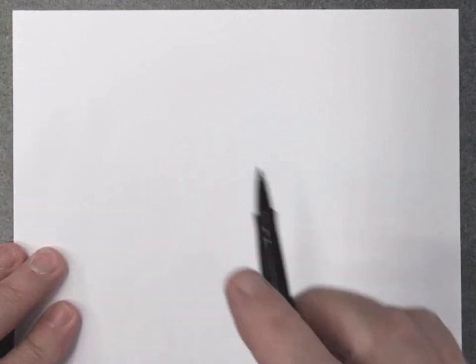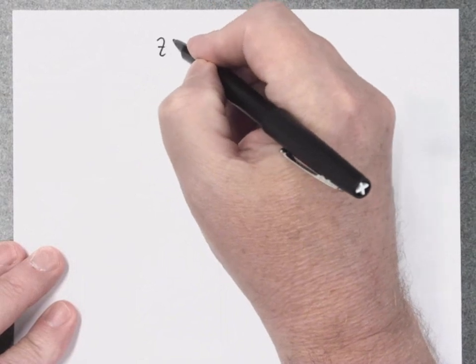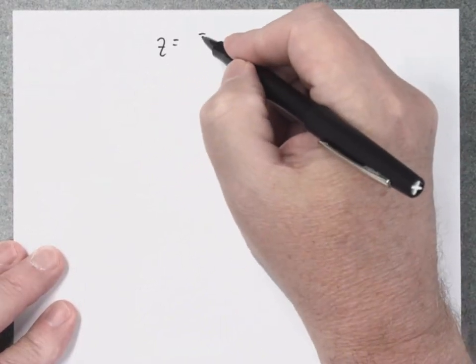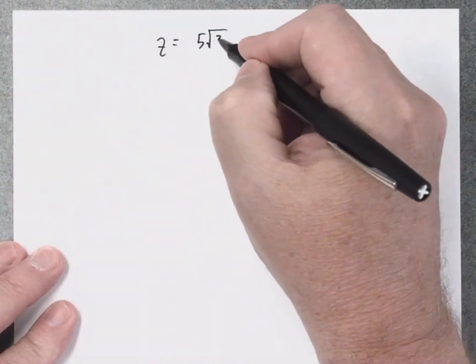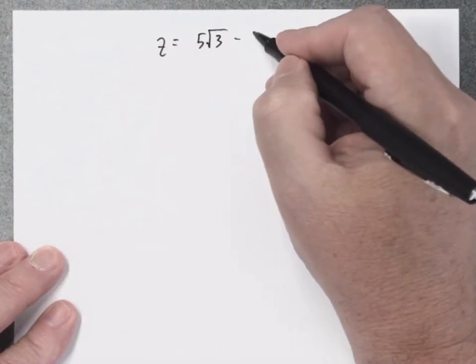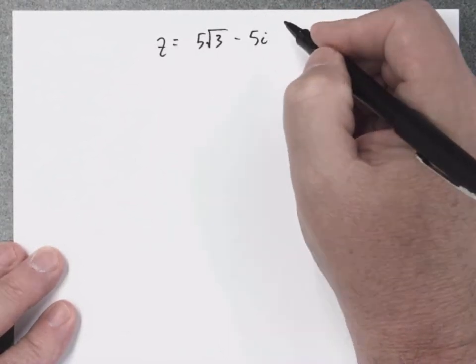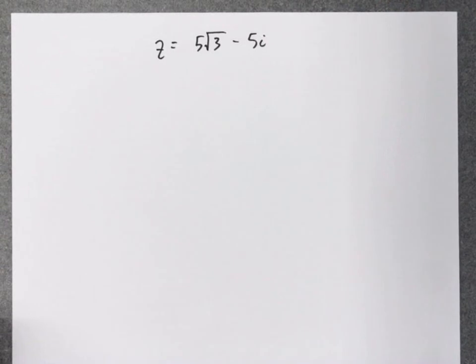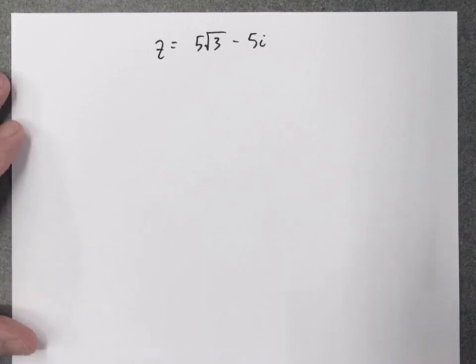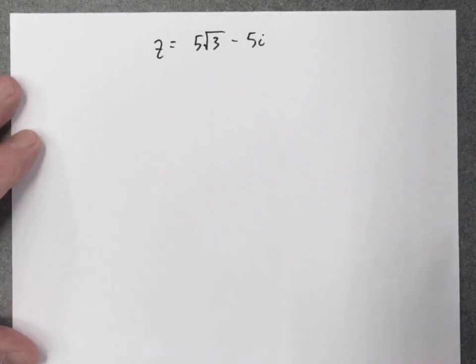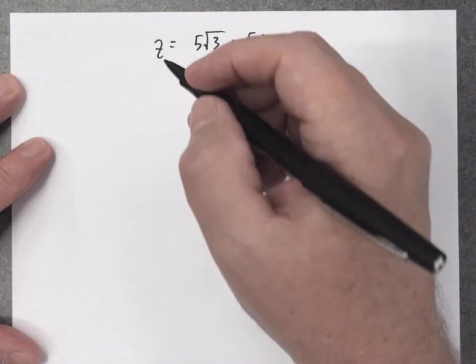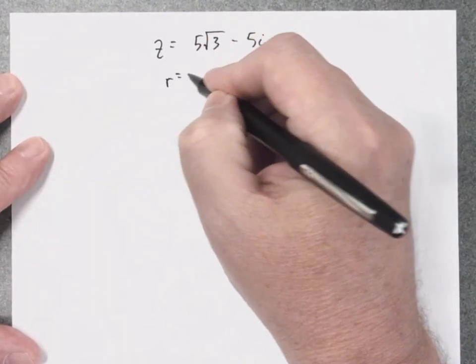Let's do another one. Here's a complex number in rectangular form. 5 square root of 3 minus 5i. I'm not going to worry about plotting it because that's pretty simple. Usually the tricky part can be found in the r and theta. So to get to polar and exponential form, I need to know r, I need to know theta.